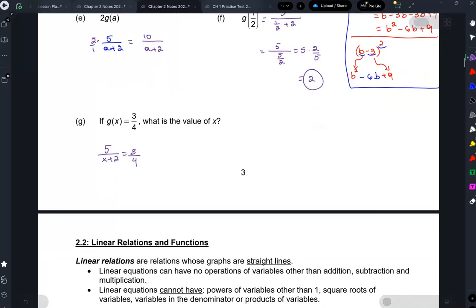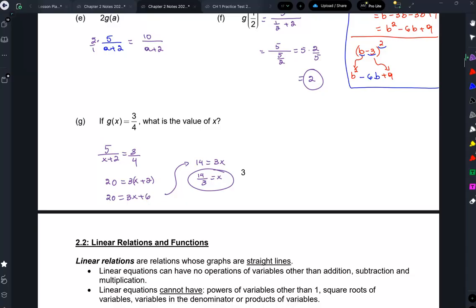Okay? So this will be 20. You cross multiply, equal to 3x plus 2, right? So 20 equals 3x plus 6. 14 equals 3x. 14 over 3 is x. Questions? Okay, so that's section 1.